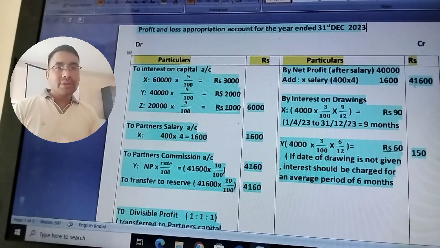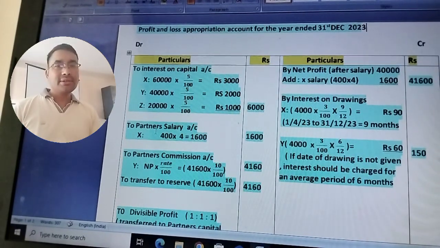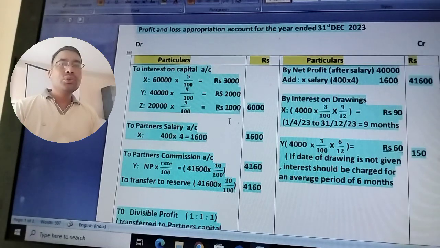You cannot take 40,000, right? If you take 40,000, then we should not show partner's salary on the debit side. So it's better if you add partner's salary to net profit; it will be convenient to show partner's salary on the debit side. So our net profit is 41,600.